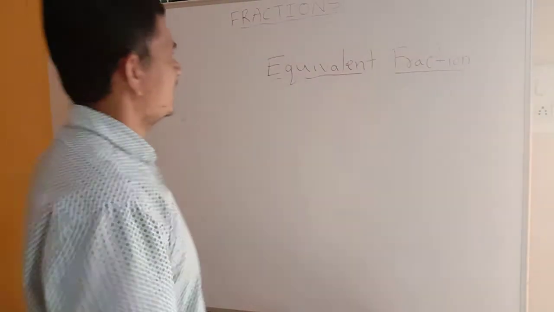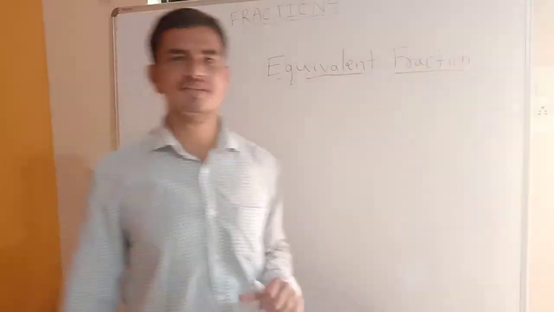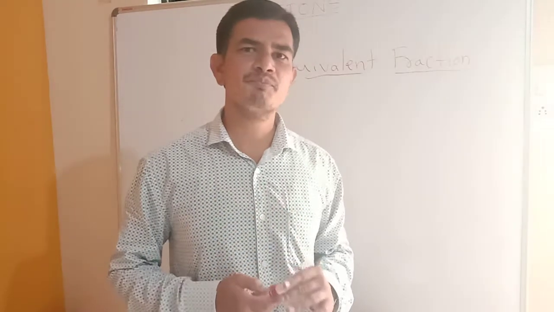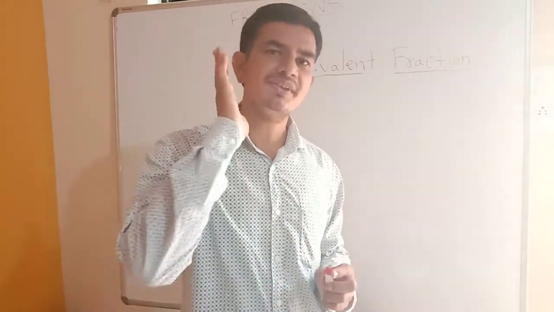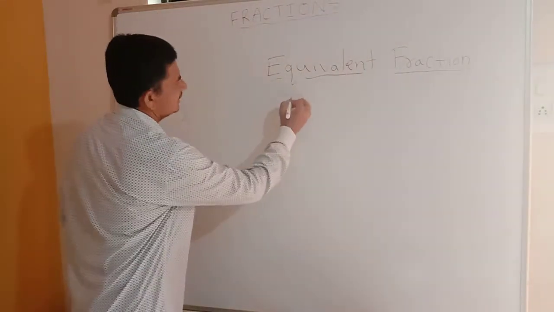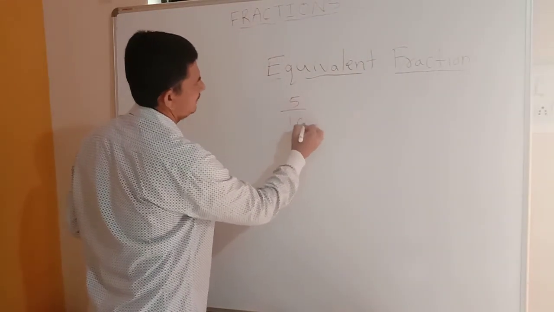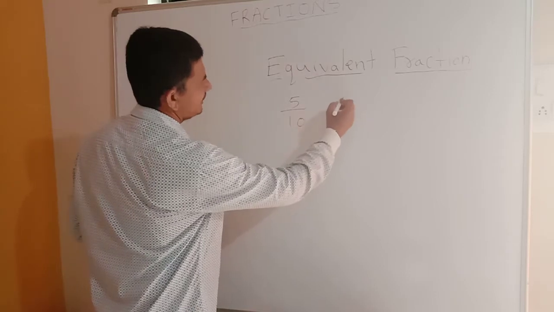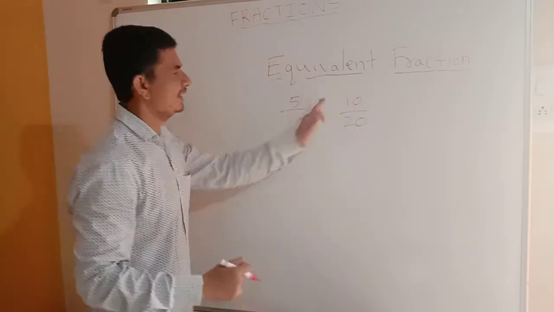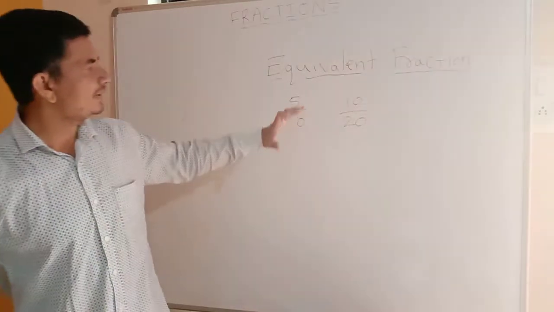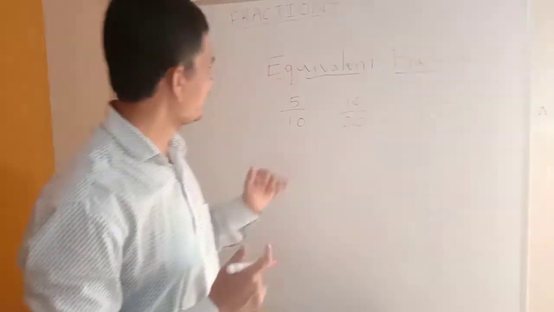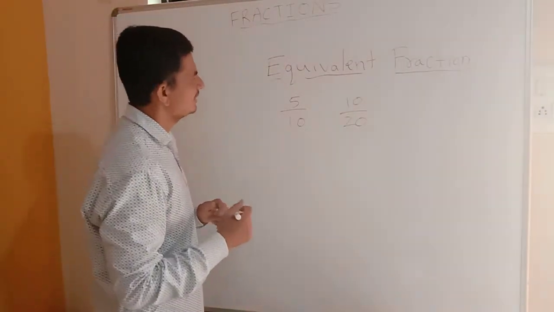Okay students, now equivalent fractions. What is an equivalent fraction? Equivalent fractions are fractions which show the same ratio. For example, if I write 5 by 10 and one more fraction, 10 by 20, these should show the same ratio. So we can check how it is.